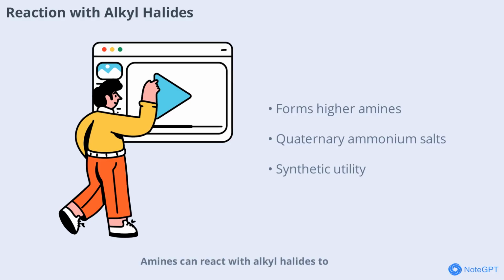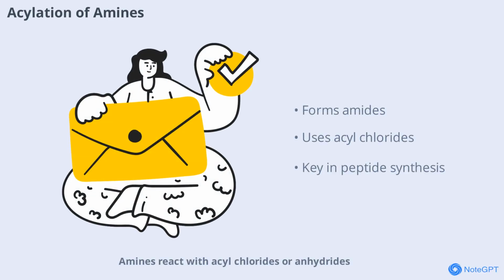Amines can react with alkyl halides to form higher amines or quaternary ammonium salts. This reaction is the basis for many synthetic pathways and is widely used in organic synthesis to build complex molecules. Amines react with acyl chlorides or anhydrides to form amides in a process called acylation. This reaction is important in the synthesis of peptides and other biologically active molecules as it links amino acids together.